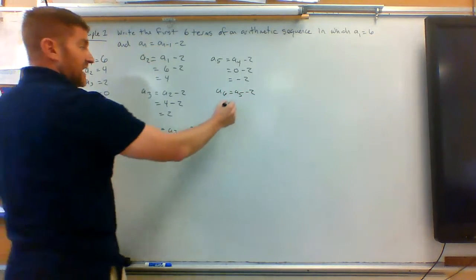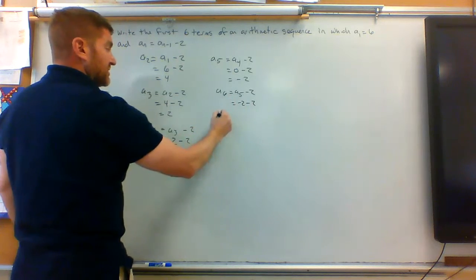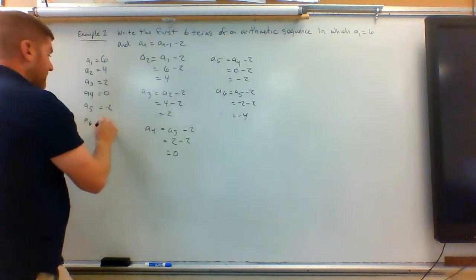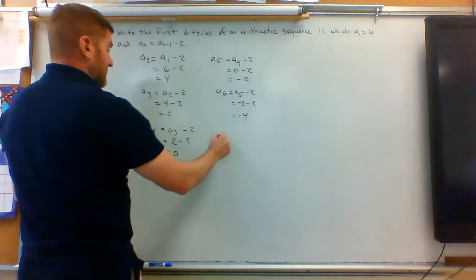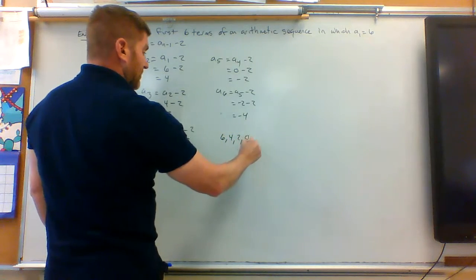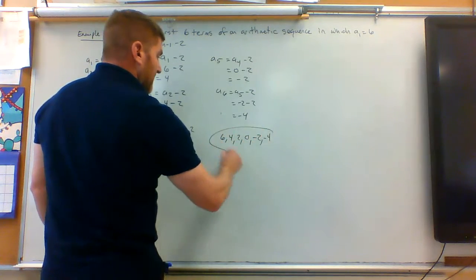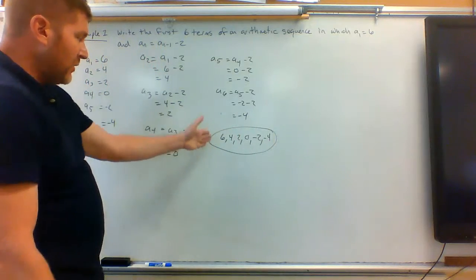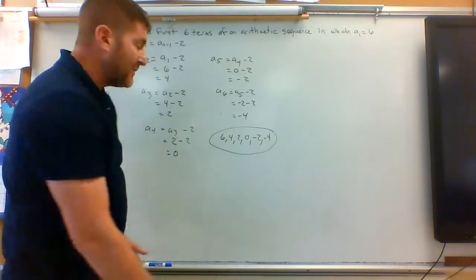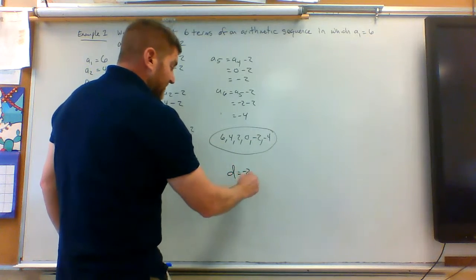Well, the fifth term is negative 2 minus 2, which makes the sixth term negative 4. So my final answer is going to be 6, 4, 2, 0, negative 2, negative 4. And you can see, wow, I'm going down by 2 every time. Well, the common difference is going to be a negative 2.